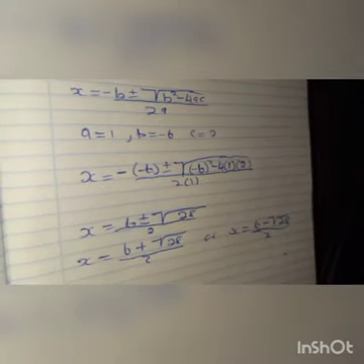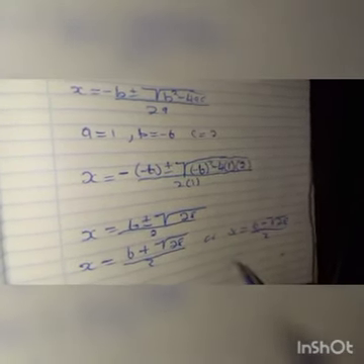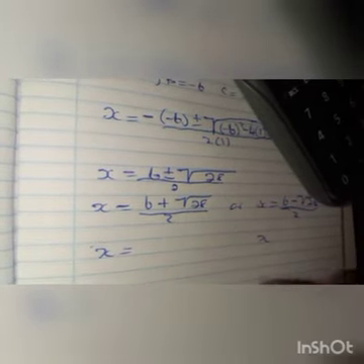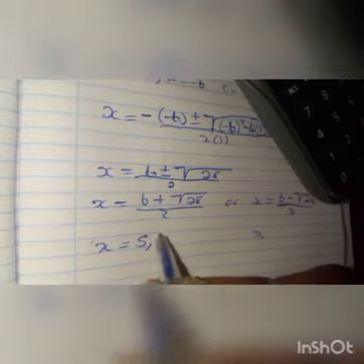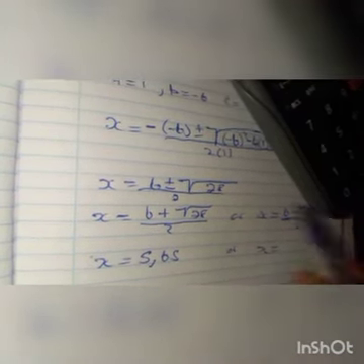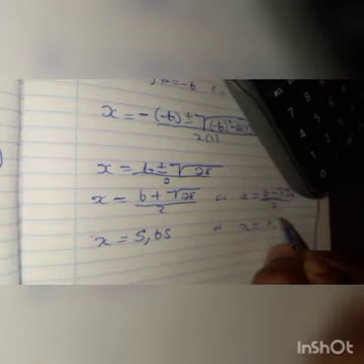Put this on a calculator. Remember, put this on a calculator. If you put this on a calculator, you'll have 5,65, or x is equal to, put this on a calculator, you have 0,35.